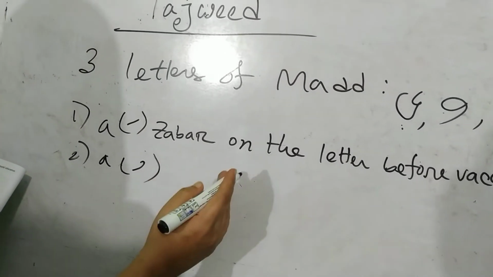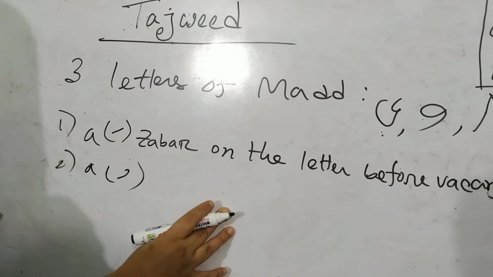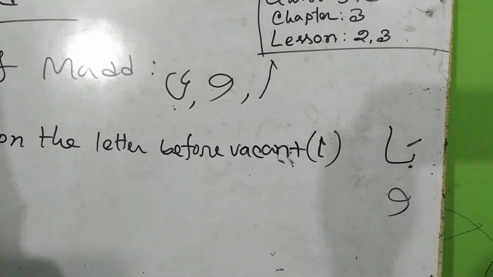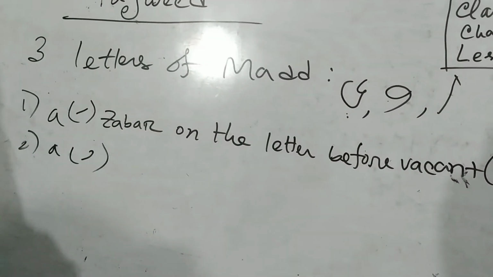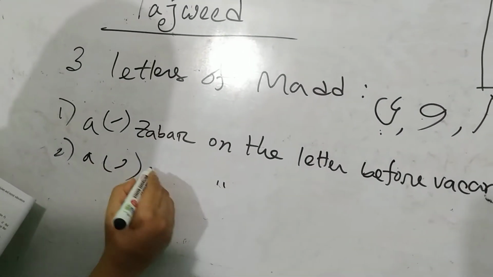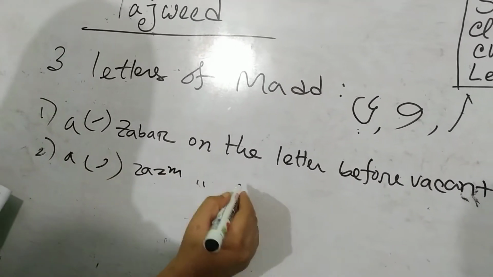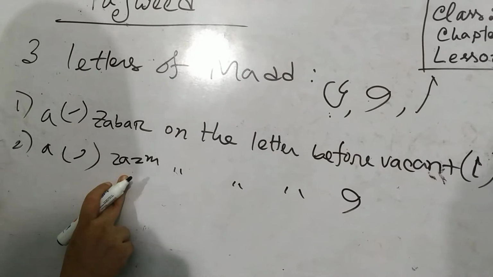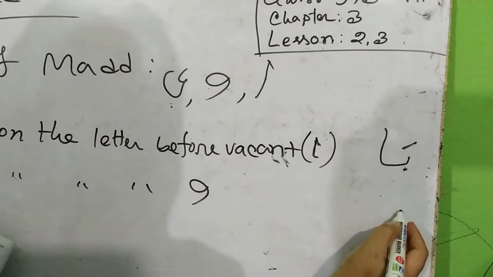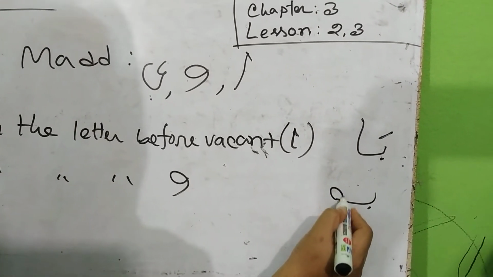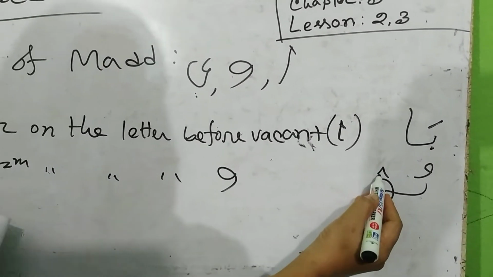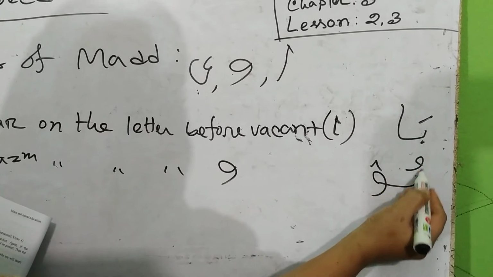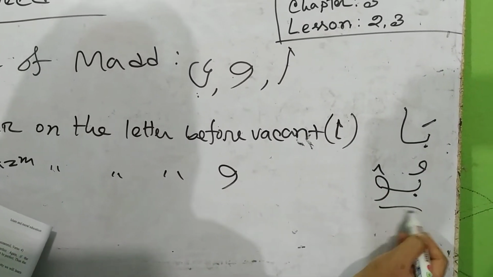Number 2, when there is a jazm on the letter waw and a pesh on the letter at its right. For example, we write it's ba and it's waw. There is a jazm on the waw and on the right letter ba there is a pesh, so ba waw pesh, bu. This is the letter of mad.